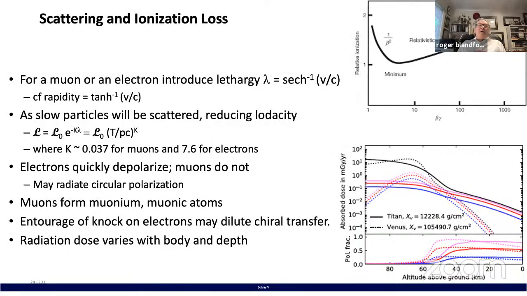And in that spirit, I'd like to introduce a quantity called lethargy, which is called lambda here, and it's the inverse hyperbolic secant of the speed. And this, of course, increases as the particle gets slower and slower and gets more and more lethargic, if you like. And the key thing that's important for how the chirality of the cosmic rays can be expressed in a biological or pseudo-biological interaction is how much these particles get scattered relative to how they get slowed down.